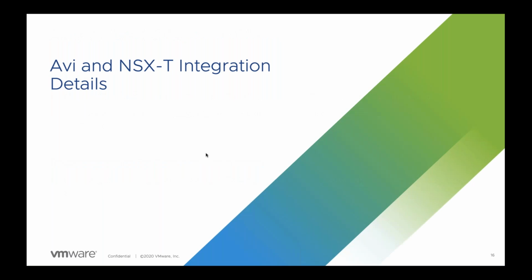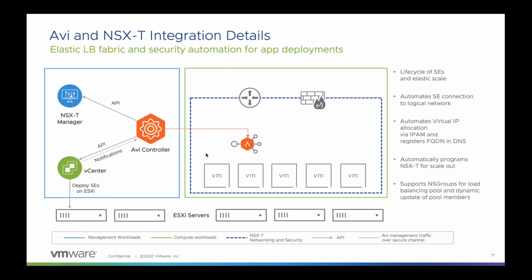All right, so let's move on to some integration details. The way AVI controller is deployed is something like this. Both AVI controller and the service engine are deployed as VMs in the NSXT and vCenter environment. The AVI controller is deployed adjacent to the NSXT manager and vCenter in the management workload section, so wherever your management workloads are deployed.